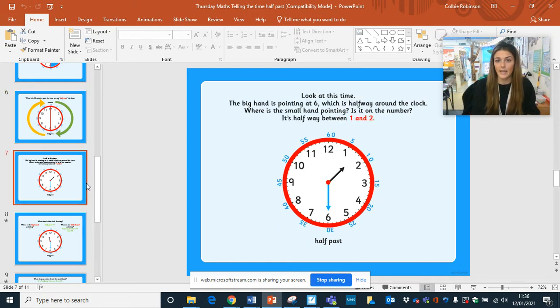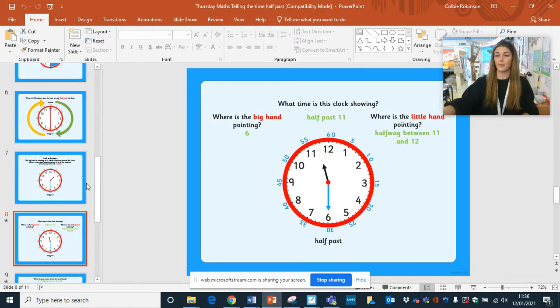Look at this time here, the big hand is pointing at 6. Okay, that blue hand, which is halfway around the clock. Where is the small hand pointing? Is it on the number, or is it halfway between 1 and 2? Okay, that's quite tricky.